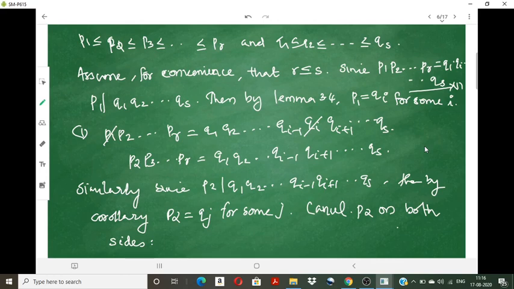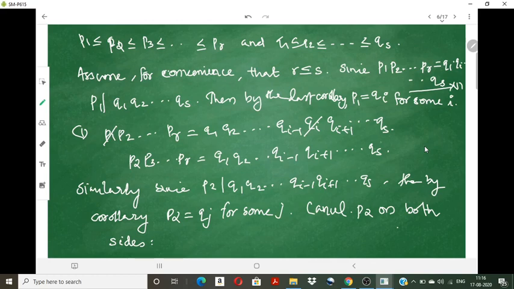We can say that p1 divides that q1 into q2 into etc. qs. So by corollary, not by the lemma, by the last corollary, we can say that p1 is equal to qi for some i. Then taking equation 1 and cancelling p1 on both sides, we will obtain p2 into p3 into etc. pr is equal to q1 into q2 into etc. q_{i-1} into q_{i+1} into etc. qs.